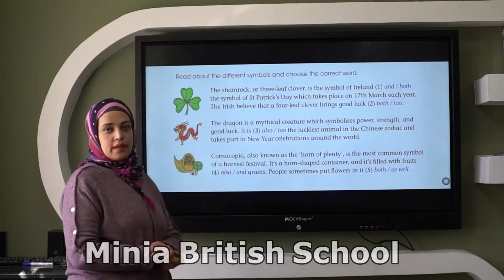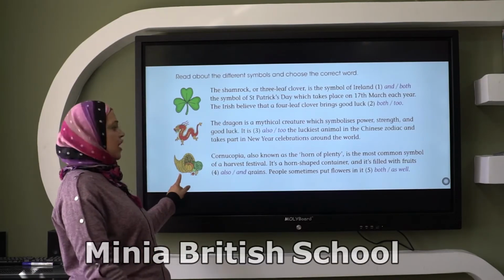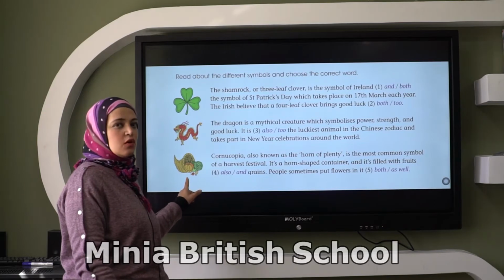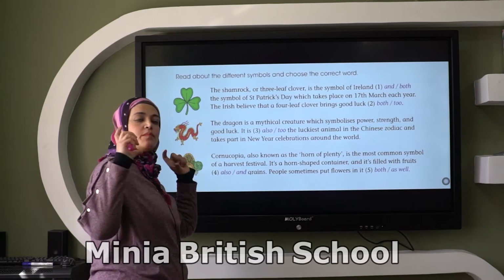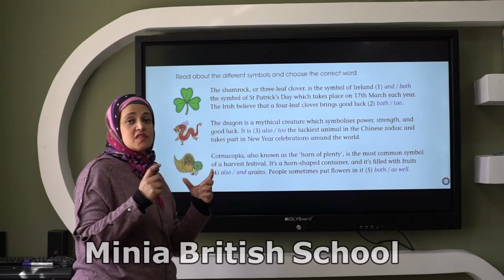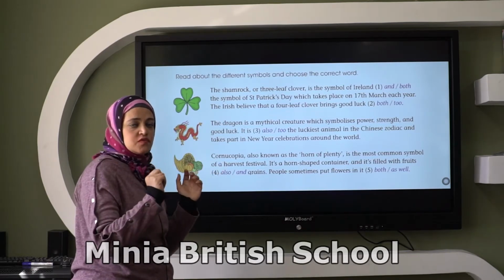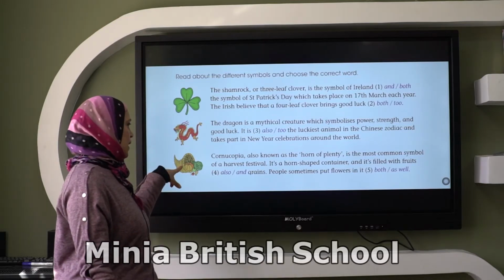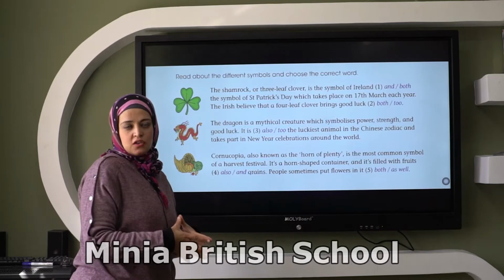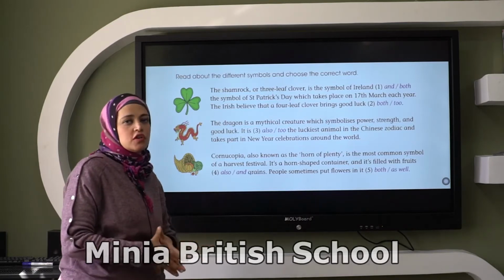Okay, cornucopia. This is the shape, this is the cornucopia. What is cornucopia? The cornucopia means a large amount of something, or a supply. So this is the cornucopia, and they use it to symbolize the harvest time.